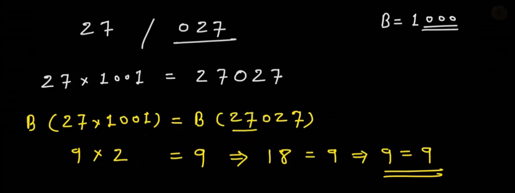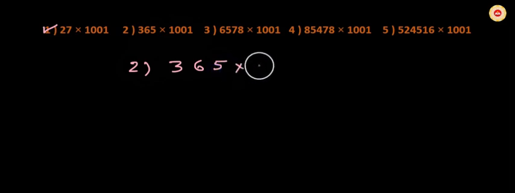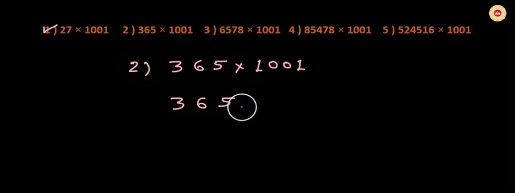Next example. Second example, 365 multiplied by 1001. What is the multiplicand in this example? 365. The first step is to form groups in the given multiplicand in such a way that every group will contain 3 digits and the leftmost group may contain 1 or 2 digits. And do this process of forming groups starting from right side to left side. So let us form a group: 1, 2, 3.